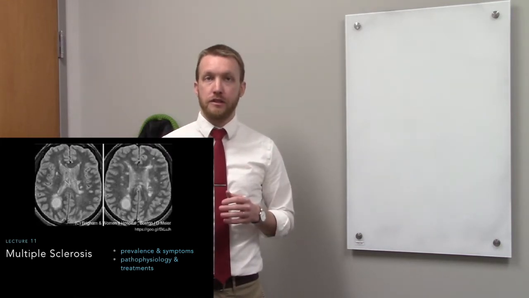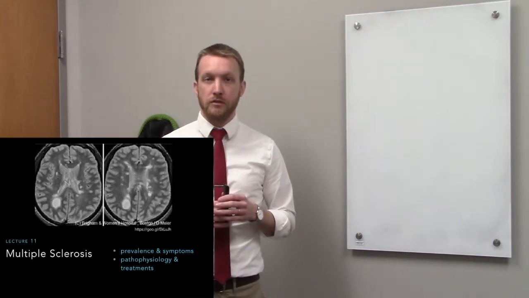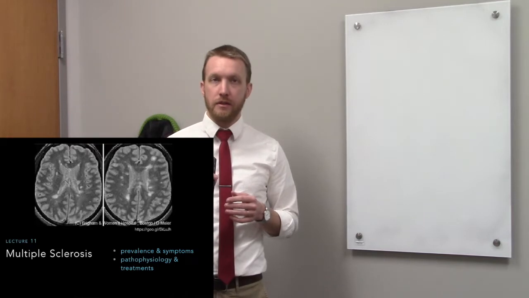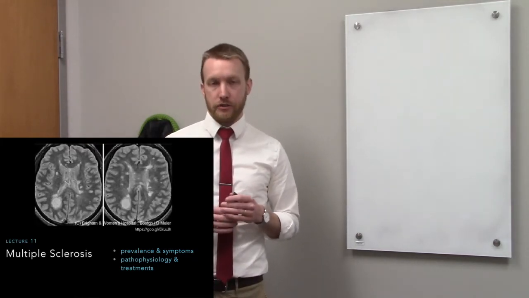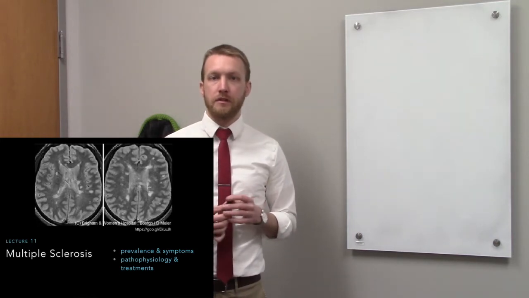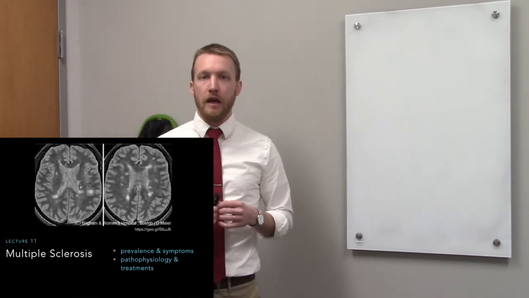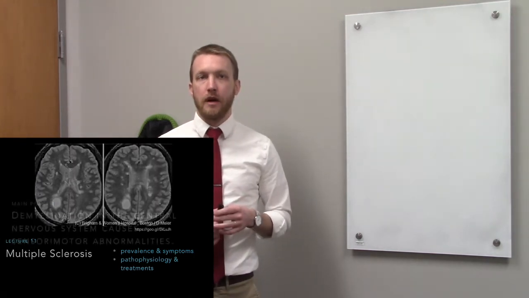So here, these are just time-lapsed T2 weighted MRI images showing us the kind of dynamic nature of multiple sclerosis. So try to remember this image by the time we get to the end of the lecture. In the first part, we're just going to talk about the symptoms and prevalence of the disease, and in the second part, we're going to talk more about how it happens and what we can do about it.